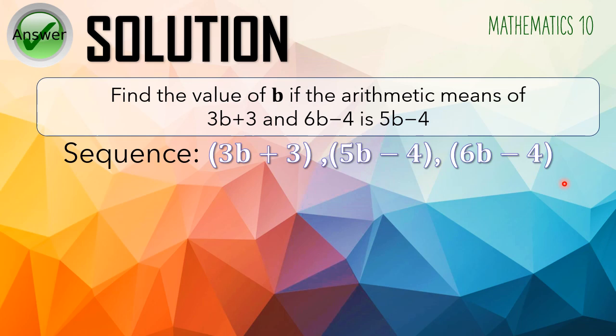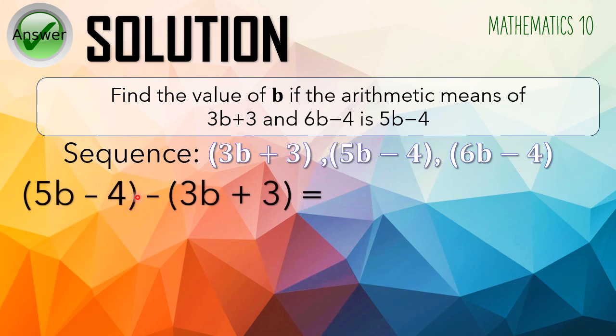So next, we need to recall first that we all know that if it is an arithmetic sequence, therefore they do have a common difference, right? And so, if we wanted to check if they do have a common difference, we can have the second term minus the first term and the third term minus the second term, right? So actually, we can use that idea and form an equation. So we have 5b minus 4 minus 3b plus 3. It should be equal with 6b minus 4 minus 5b minus 4.